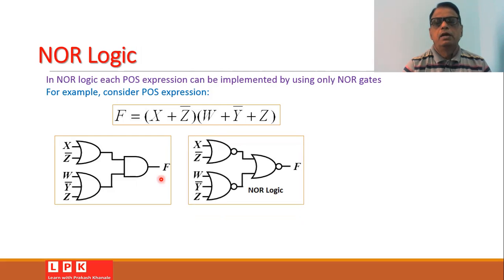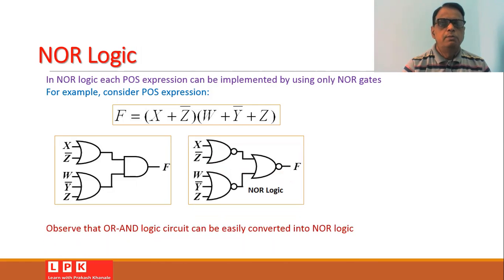Now, such a circuit can be converted into the NOR logic circuit, where we can make use of only NOR gates. The first NOR gate will have the inputs X and Z bar. The second NOR gate will have the inputs W, Y bar and Z. And the output of both the NOR gates are connected to the third NOR gate, of which the output is equal to F. So one can easily observe that by using the NOR logic, we can convert the OR AND logic circuit into the NOR logic circuit by using NOR gates.